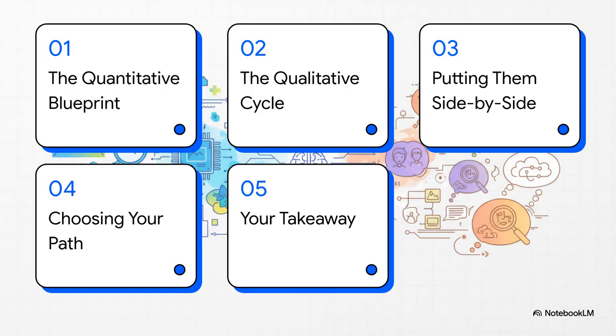Here's how we're going to tackle this. First, we'll look at what I'm calling the quantitative blueprint. Then we'll explore the qualitative cycle. After that, we'll put them right next to each other to see the differences, figure out how you choose which path to take, and wrap up with a big takeaway.